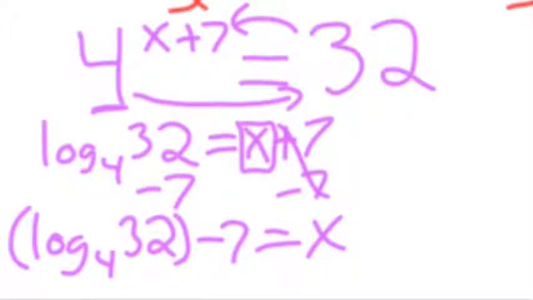Now we cannot combine the 32 and the 7 because it's kind of like terms. That log base 4 is attached to the 32. It is not going to be attached to this negative 7 or the subtract 7. That is why we cannot combine them.